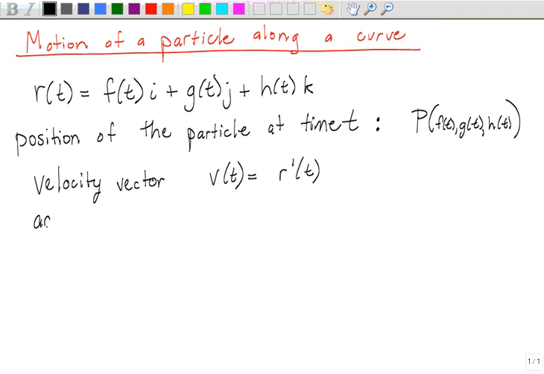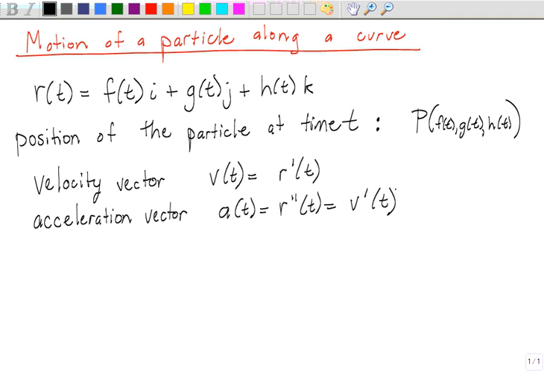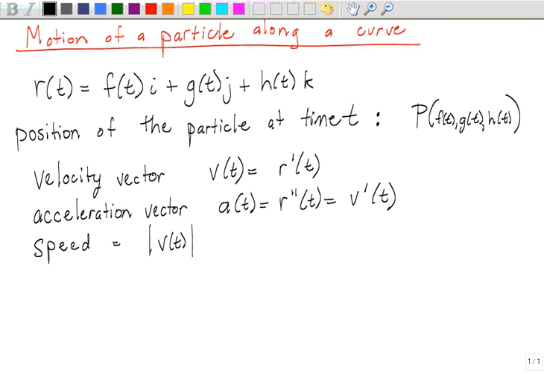And the acceleration vector will be represented as a of t, and that's going to be r double prime of t, or v prime of t. And the speed will be the magnitude of v. So let's just draw a picture.